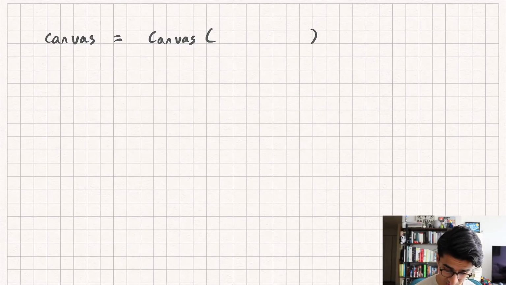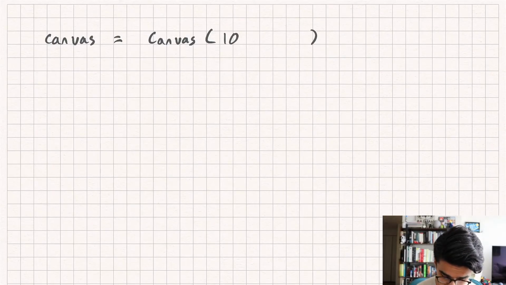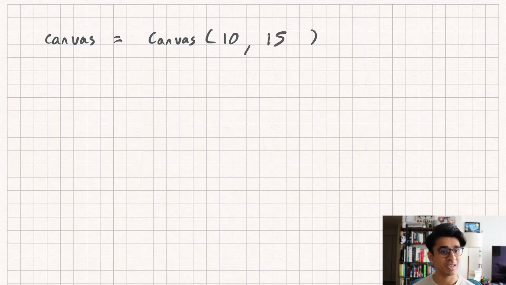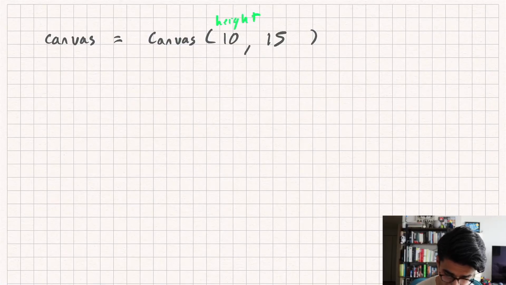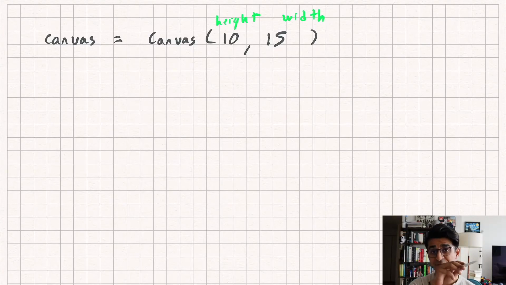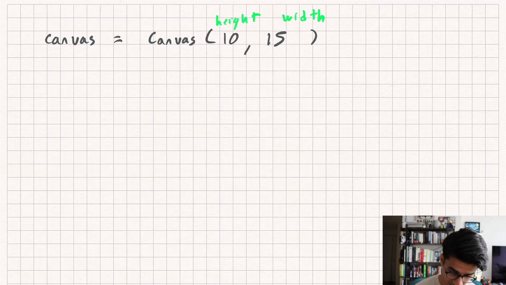So in this case, let's say that I'm going to draw a canvas that is 10 pixels by 15 pixels. Just making sure I have enough space to actually draw it over here. Now, the first parameter over here is the height of the canvas, and the second parameter is the width of the canvas. So what this means is that we're going to be creating a canvas over here that is 10 pixels tall and 15 pixels wide. So let's go ahead and do that.